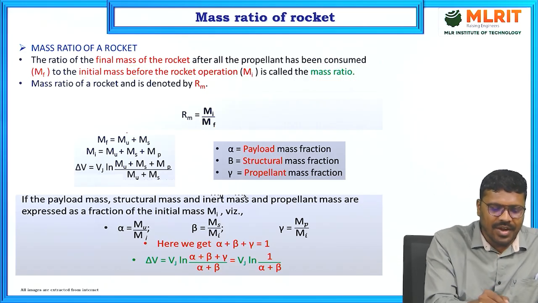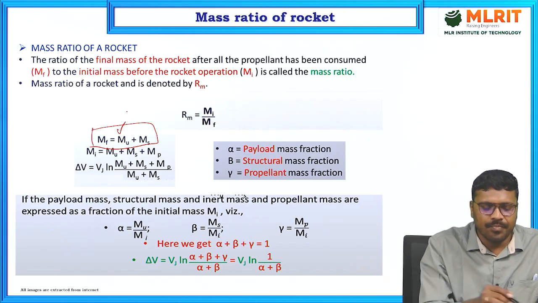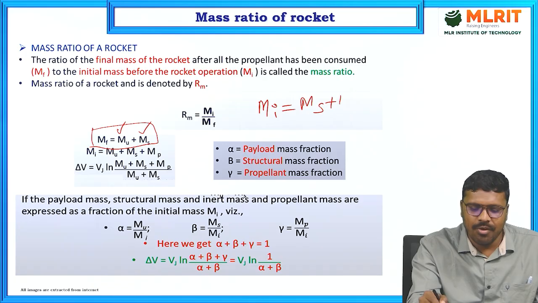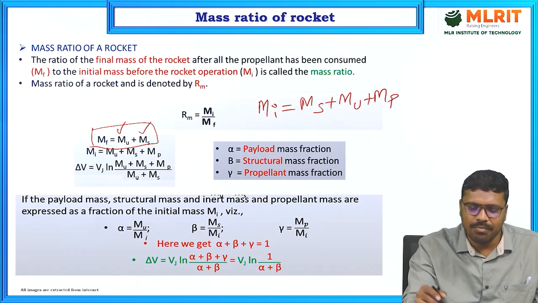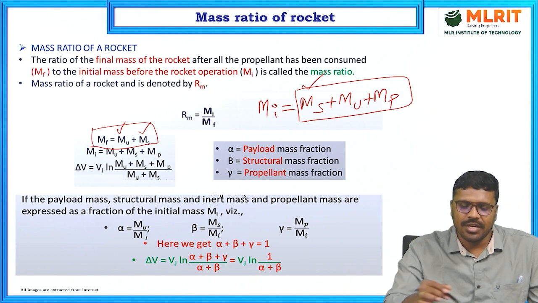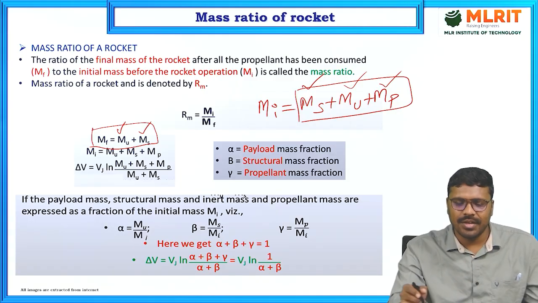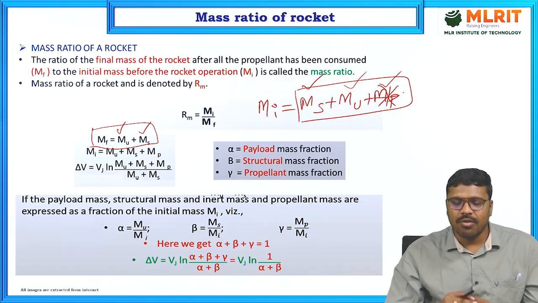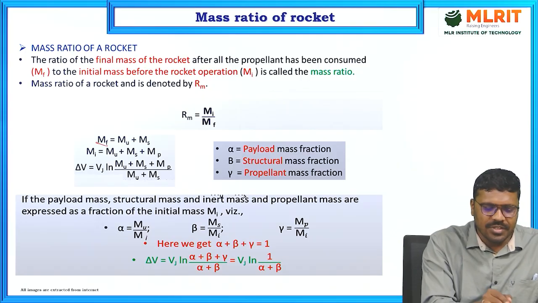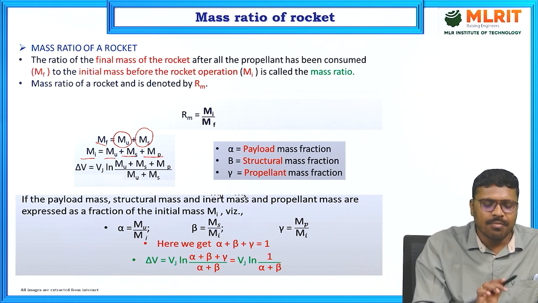And next, the final mass of the rocket can be written in terms of different parameters: payload mass mu, structural mass, and propellant mass. If I take the initial mass of the rocket mi, it will have structural mass ms, payload mass mu, and also propellant mass mp. This is how I can divide the total mass of the rocket into different segments. At the end of the operation, all the propellant will be sent out, so only structural mass and payload mass will be left. So, the final mass mf is equal to payload mass plus structural mass, and the initial mass mi is equal to payload mass plus structural mass plus propellant mass.